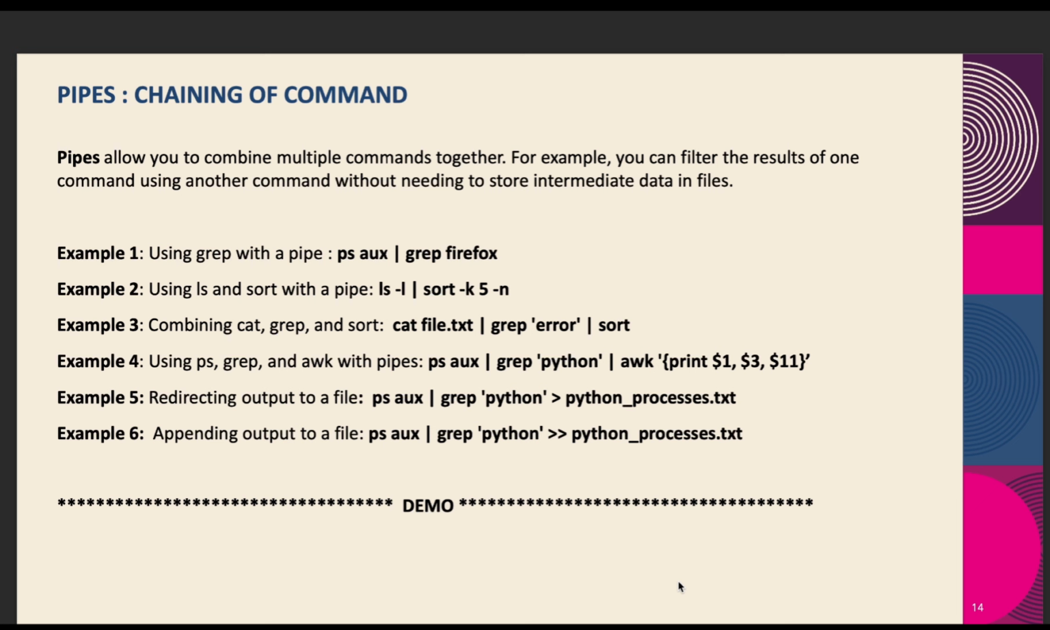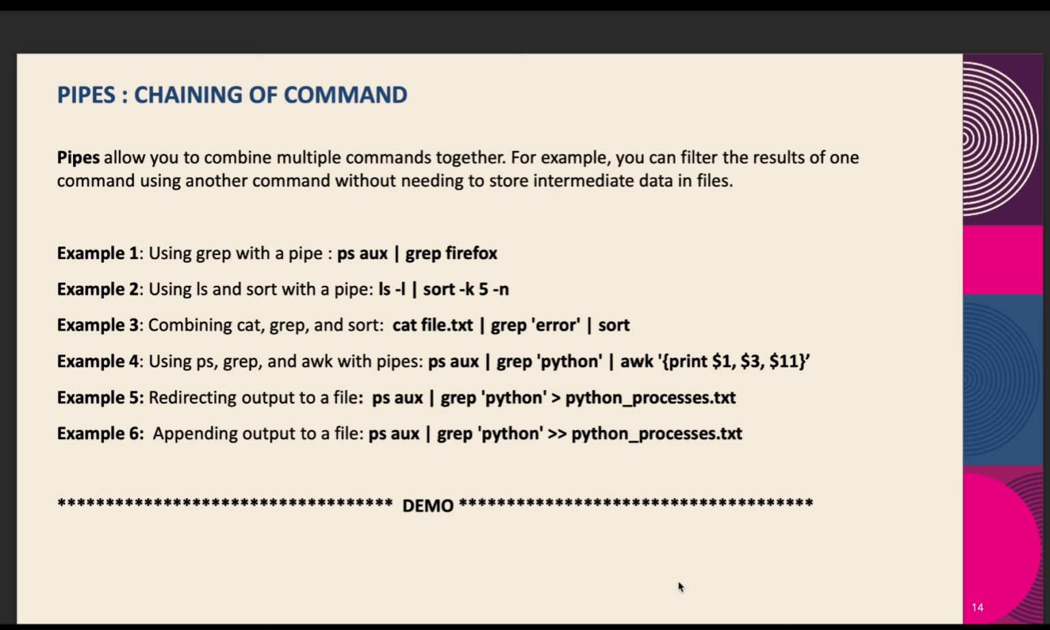The next example is using ls with a pipe to sort. Now ls, we know that it will list all the files and folders inside the current working directory, here in a long format. Now sort -k5 -n, what does it mean? It will sort the output by the fifth column. If you see the ls -l output, the fifth column is the file size, and -n means numeric order. So it will sort the list of files by the fifth column, that is the file size, in numerical order.